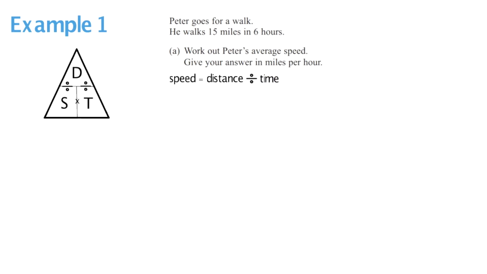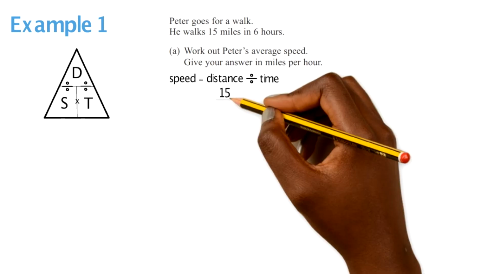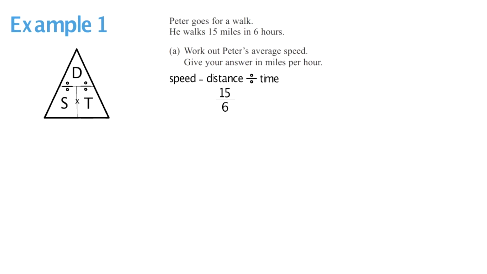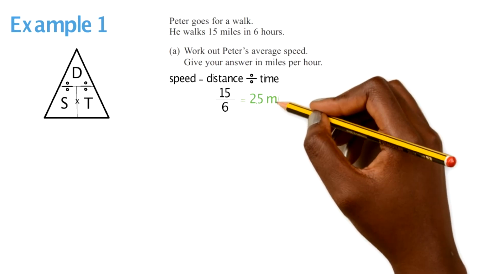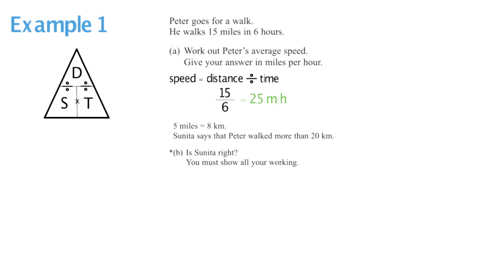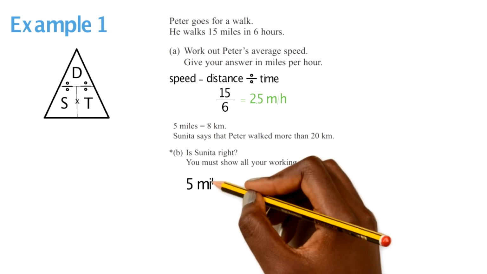So speed is equal to distance divided by time. So we are going to do 15 miles divided by 6 hours, because the unit is miles per hour. They've already given us the units, nice and lovely. So that's 2.5 miles per hour. So this time, Sunita's basically saying that Peter walked for more than 20 kilometers.